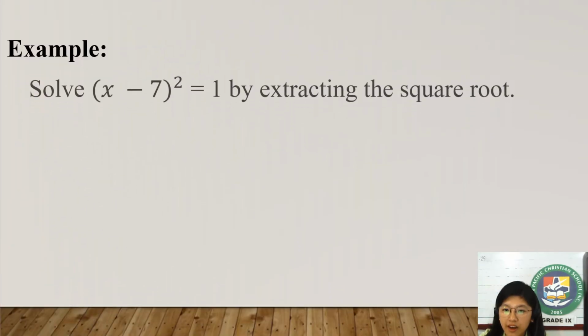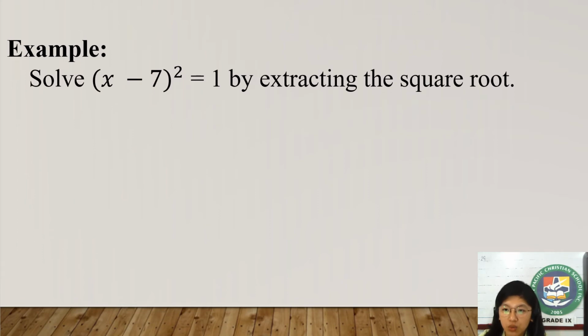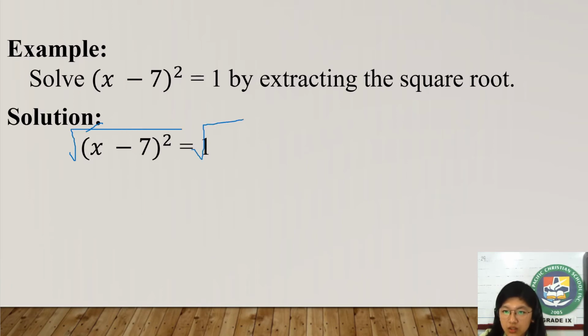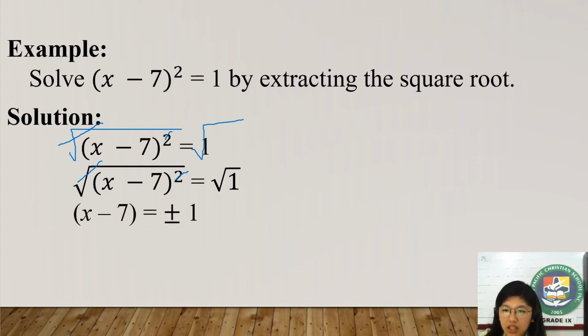Next example, we have to solve (x − 7)² = 1 by extracting the square root. So the given, extracting the square root, cancel the square root and the exponent. What remains is x − 7 is equal to the square root of 1, which will be positive and negative 1. Then to separate, transpose negative 7, it will be positive 7. Then copy positive and negative 1.